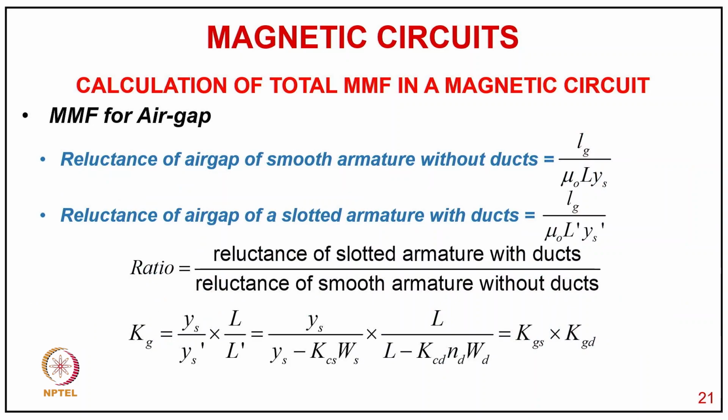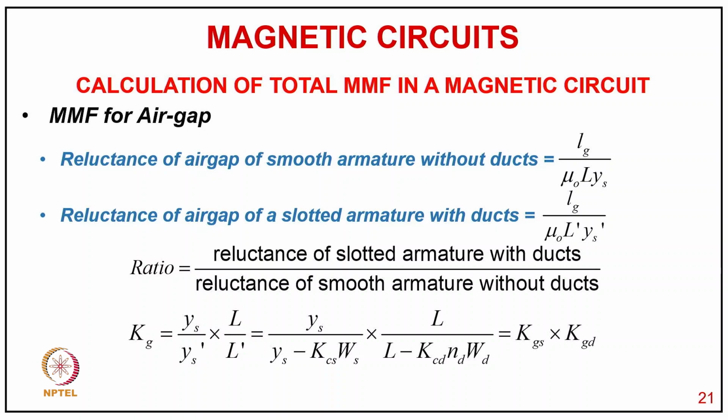So the reluctance of the air gap of a smooth armature without duct will be Lg upon mu 0 L into Ys, and the reluctance of the air gap with slotted armature with duct will be Lg upon mu 0 L dash Ys dash. So L dash accounts for the duct and Ys dash for the slotted structure. The ratio of the reluctance of the slotted armature with ducts to that of the smooth armature without duct will be Kg equal to Ys upon Ys dash into L upon L dash, and that will be Ys upon Ys minus Kcs into Ws into L upon L minus Kcd into nd Wd.